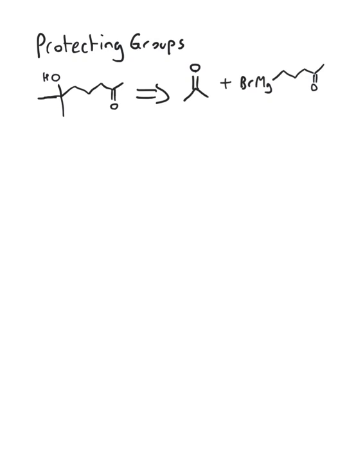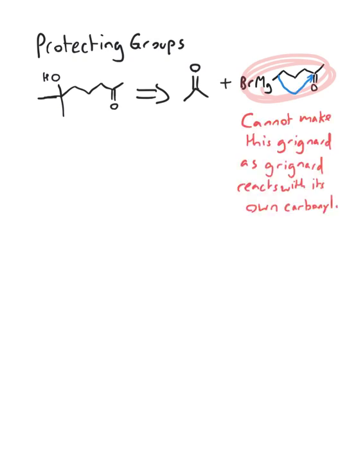Well, it would be impossible to make this Grignard right here because the Grignard would react with itself. We would have the Grignard attack the carbonyl. So this is not an ideal approach. However, it can be done if we use a protecting group on that carbonyl.